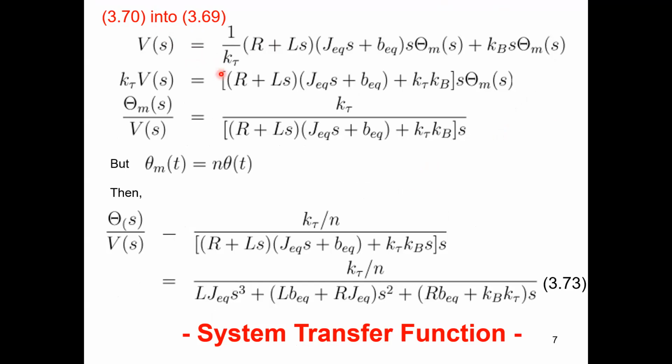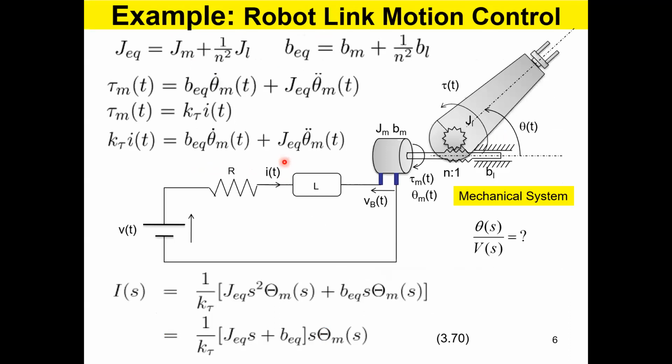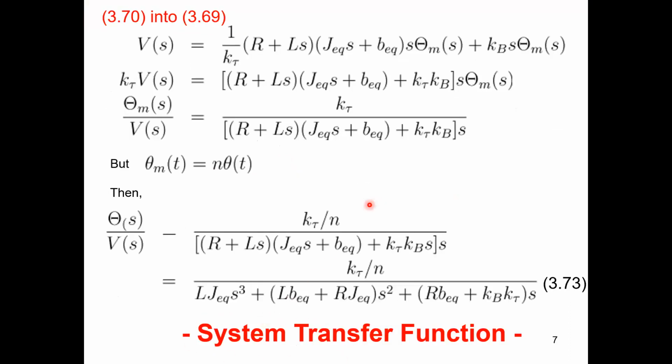So then, in 3.69, this Is is replaced. See, watch out here, R plus Ls, then after that Is. So Is is this part. So it becomes like this: R plus Ls, this is Is, 1 over K tau, plus K B S theta M of s. So you get this equation.